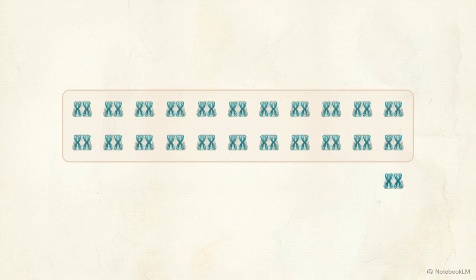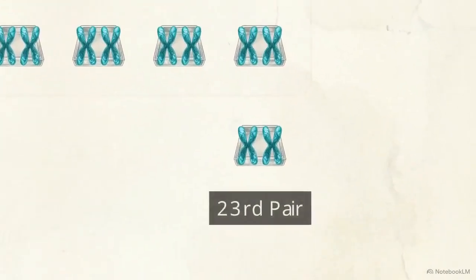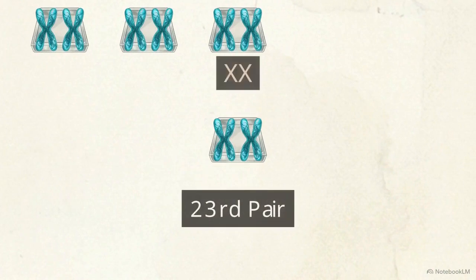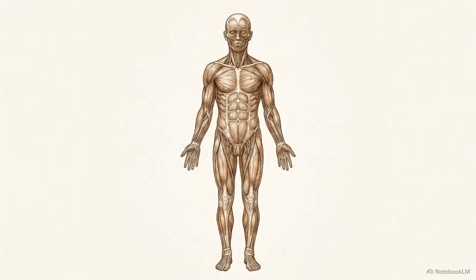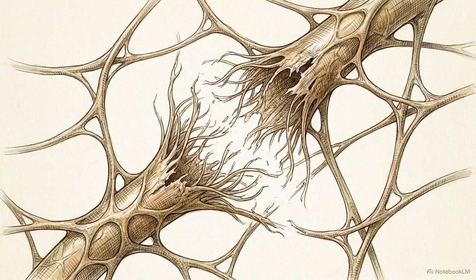arranged in 23 pairs. The first 22 pairs build our general physical traits. The 23rd pair determines biological sex, configuring as either XX or XY. When all 46 threads are present and intact, the body operates as a balanced biological machine. But this balance is fragile, leading to the question, what happens when nature makes a microscopic typo?